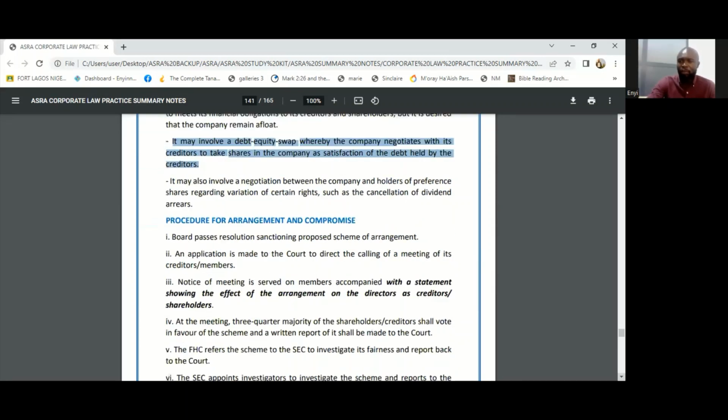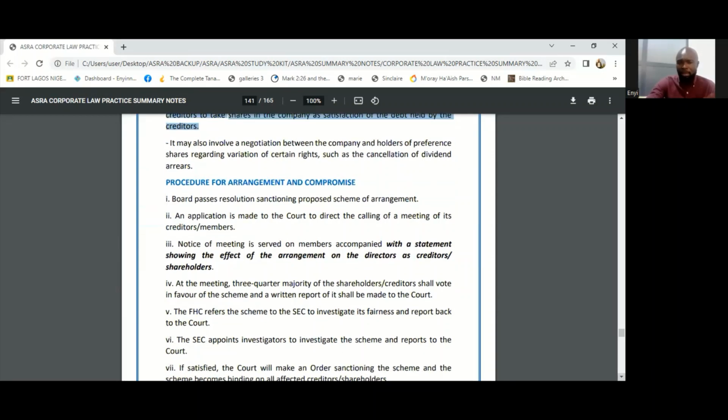Now, the procedure is as follows. So you would have the board of the company meet, the scheme of arrangement is prepared, and then the board would now apply to the Federal High Court to convene a meeting of the company's creditors or the shareholders, as the case may be, and for that scheme to be put forward to them. And notice of the meeting would be sent out to the persons concerned with a statement showing what effect that arrangement would have on the directors as creditors or shareholders of the company.